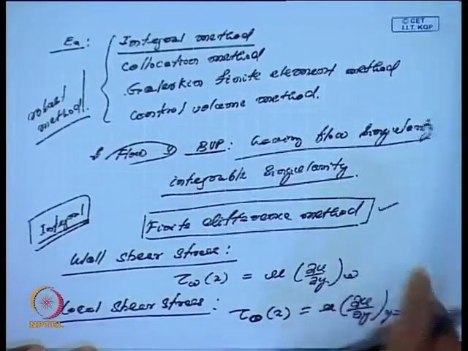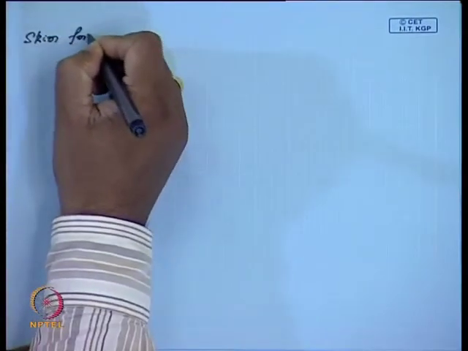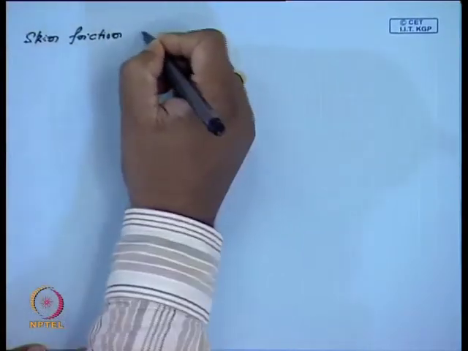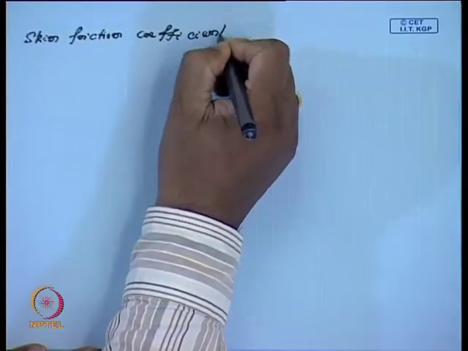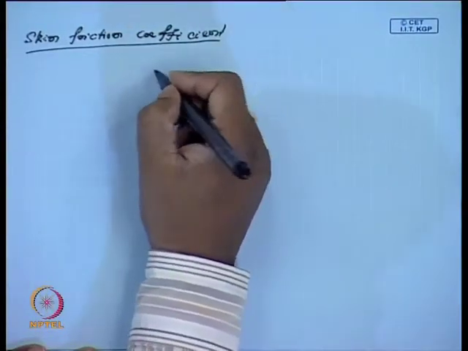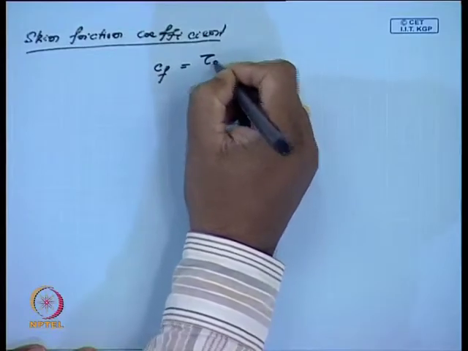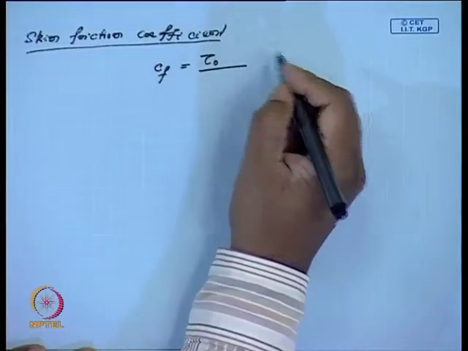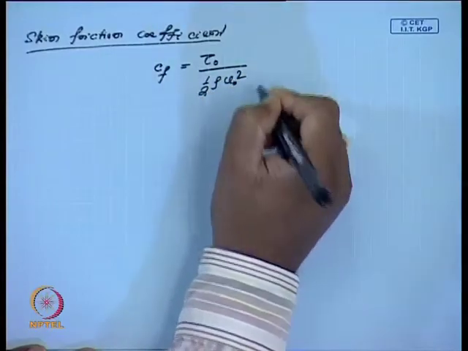And then what is skin friction? I have already highlighted this, but I will say it again. The skin friction coefficient is defined as C F, and this is given by tau naught, that means the local shear stress, divided by half rho u naught square.